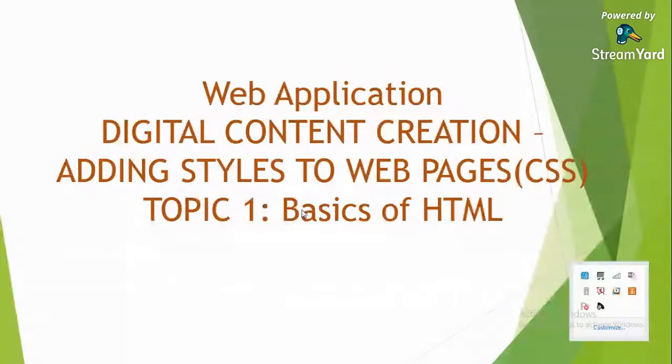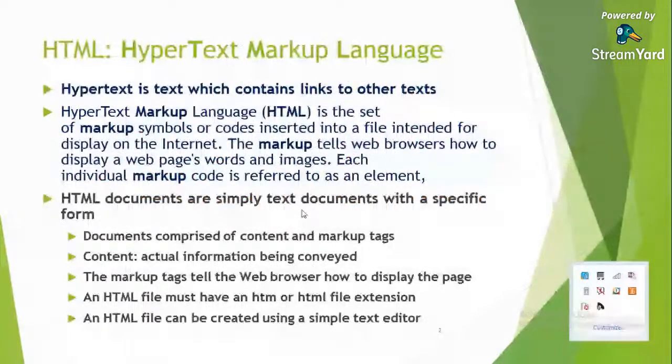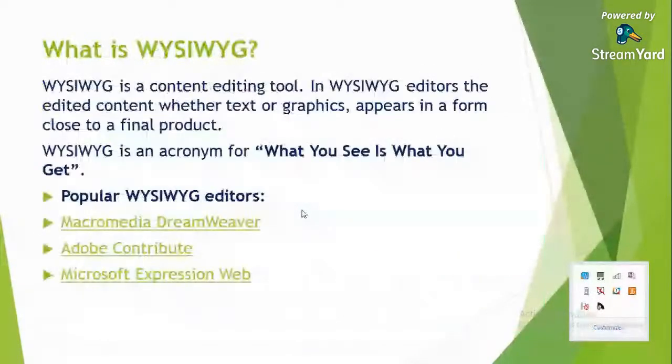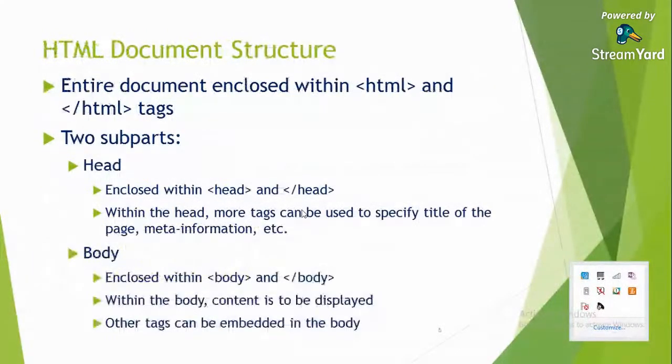Yesterday we covered just the introduction of HTML. What is HTML basically? How we can create a basic HTML document by using basic tags: html, head, title, body, and then what is WYSIWYG, what you see is what you get. Then the basic HTML document: how we can create it, what are the different parts and what does it contain?